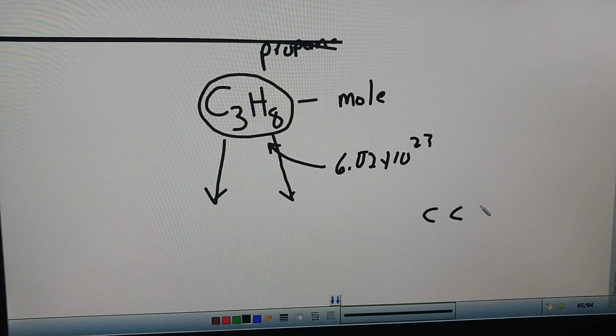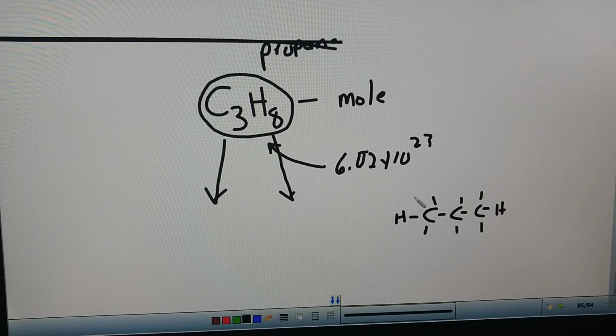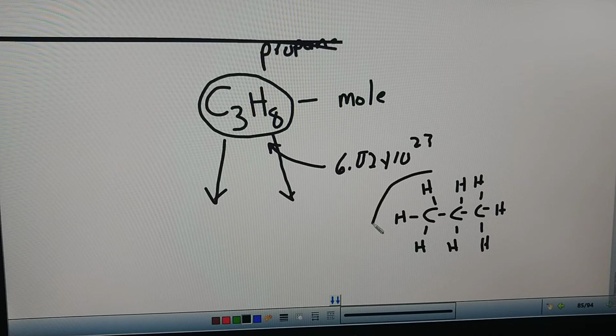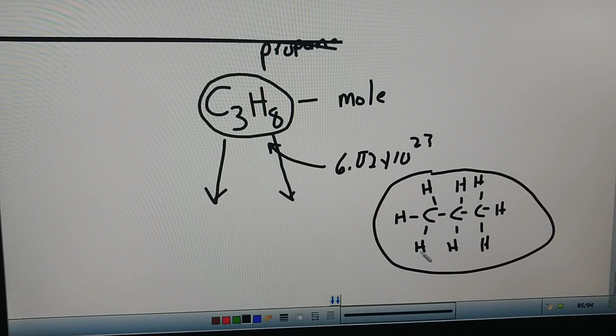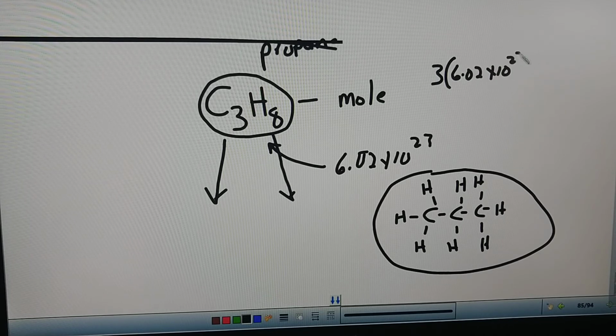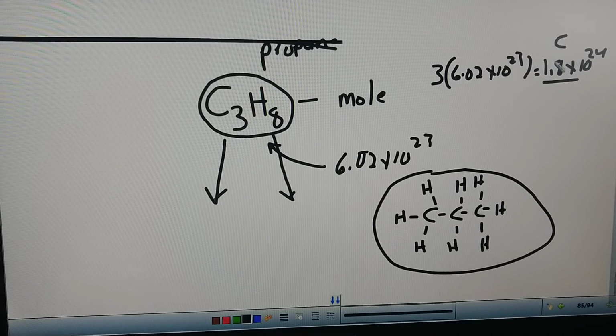So let's draw this propane molecule down here. And we're following the rules. This is exactly what it would look like. C3H8, okay? So if you have a mole of propane, and someone said, hey, how many atoms of carbon are in a mole of propane? You would say 3 times 6.02 times 10 to the 23rd, and that would give you 1.8 times 10 to the 24th. So that's how many atoms of carbon are in 1 mole of propane. I hope that makes sense.